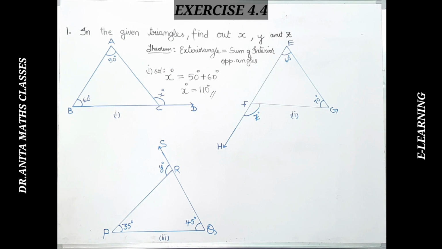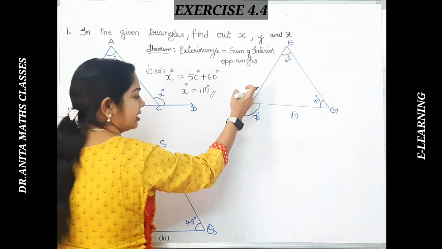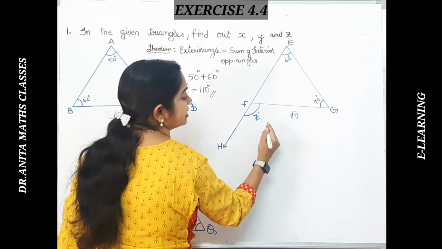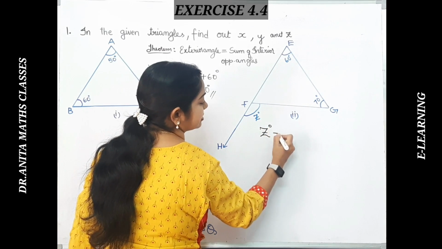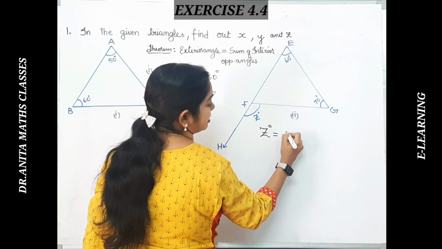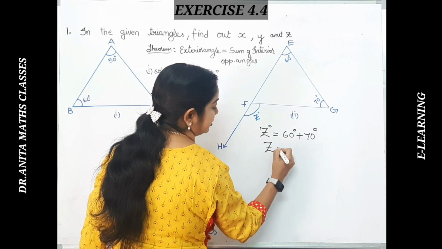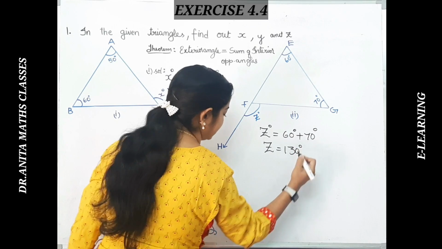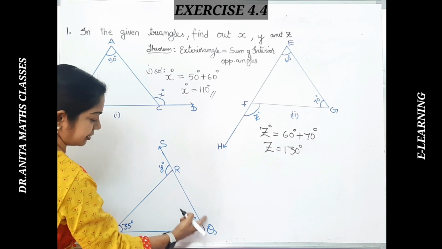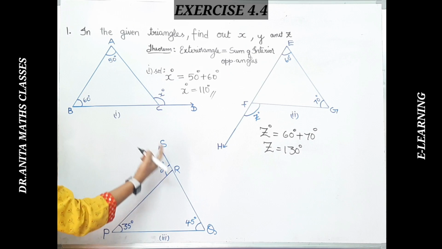Now, let us do the next figure. This is the second figure. The same principle. Here, side EF is produced, it has been extended. The exterior angle formed is Z here. So the exterior angle is equal to the sum of the interior opposite angles, 60 and 70, that is Z equals 130 degrees according to the theorem.